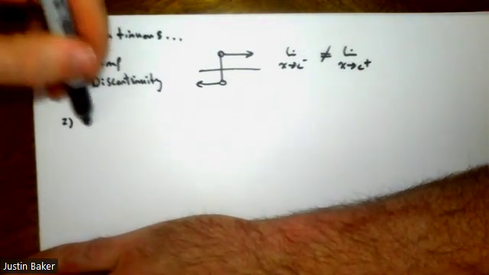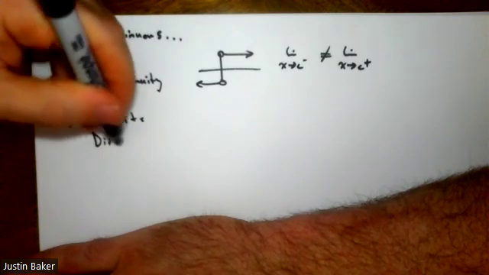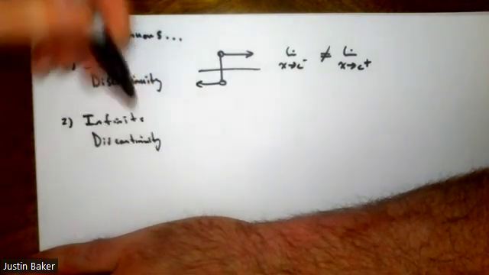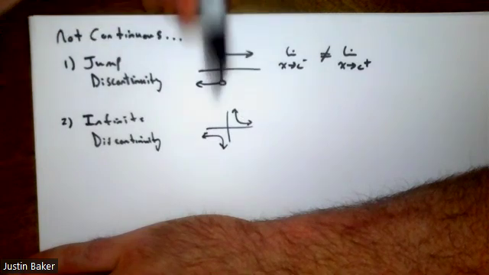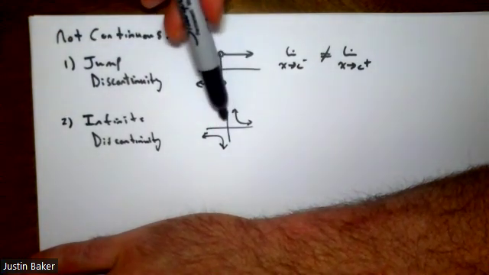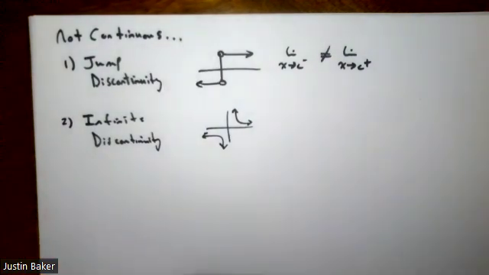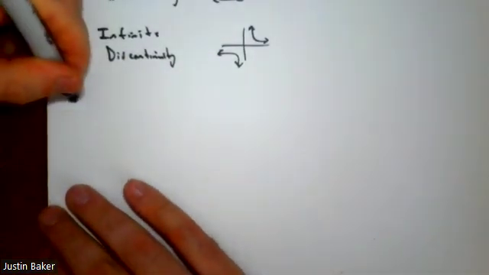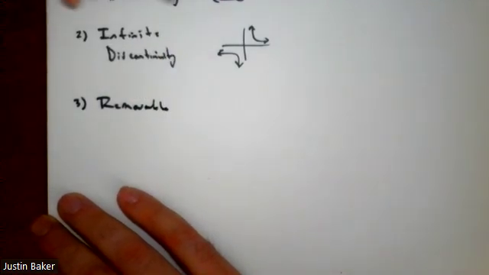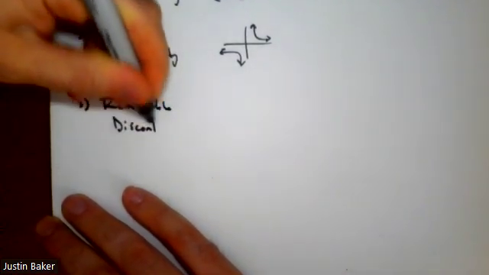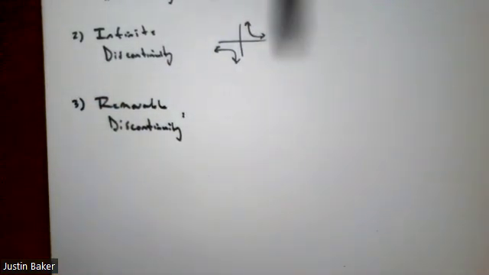We can have something called an infinite discontinuity, and that involves things that are headed to infinity. Whenever you have things headed to infinity that are causing breaks and jumps in the graph, that is called an infinite discontinuity. And the last one is the one we'll focus most on. That is called a removable discontinuity. All right, and a removable one, there's some algebra we can do with that.